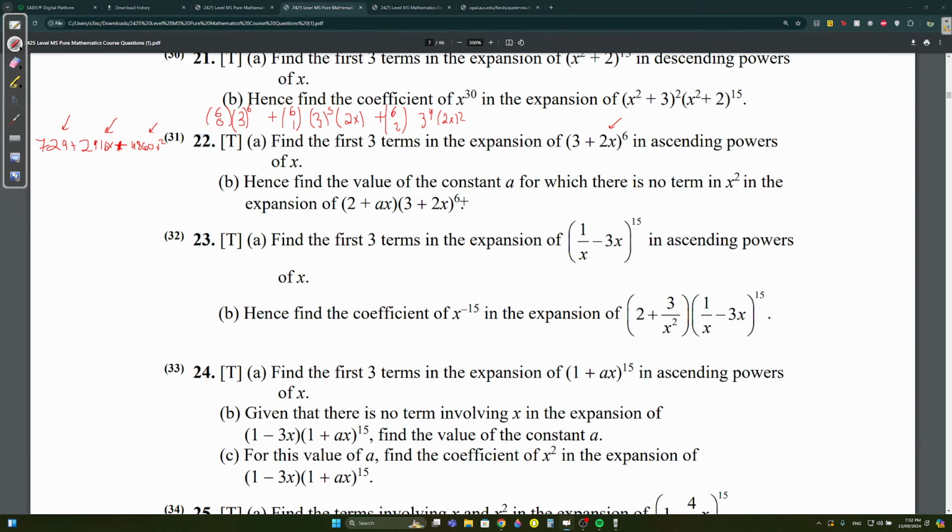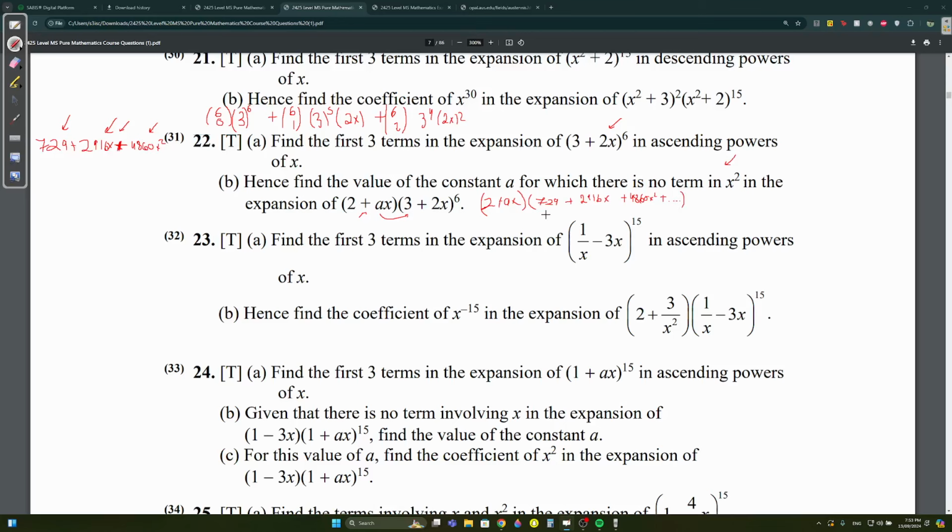Then they said find the constant a for this times this where there is no term in x squared. So let's do this again. We're going to expand. So 2 plus ax times this, which we expanded to get this, right? So we're going to replace 3 plus 2x to the power of 6 by 729 plus 2916x plus 4860x squared plus dot dot dot.